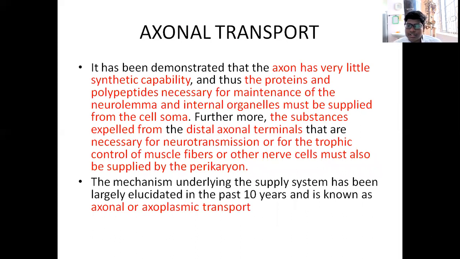It has been demonstrated that the axon has very little synthetic capability, and thus the proteins and polypeptides necessary for the maintenance of the neurolemma and internal organelles must be supplied from the cell soma. Furthermore, the substances expelled from the distal axonal terminals that are necessary for neurotransmission or for the trophic control of muscle fibers or other nerve cells must also be supplied by the soma. The mechanism underlying this supply system has been largely illustrated in the past and is known as axonal transport.